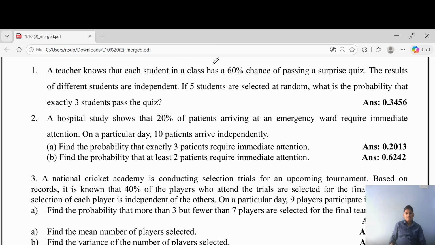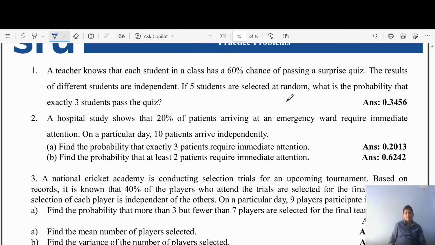In question 1, it is mentioned that a teacher knows that each student in a class has a 60% chance of passing a surprise quiz. If a quiz happens, the probability of a student passing is 60%. The results of different students are independent. If 5 students are selected at random, what is the probability that exactly 3 students pass the quiz? So the probability of a student passing, p, is 60%, which means 60 upon 100, so this is 0.6.